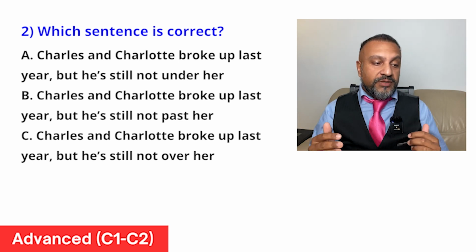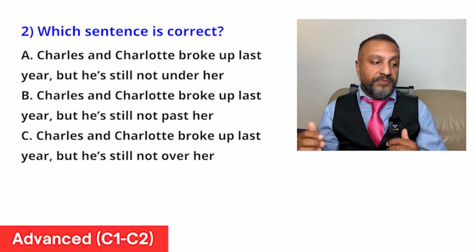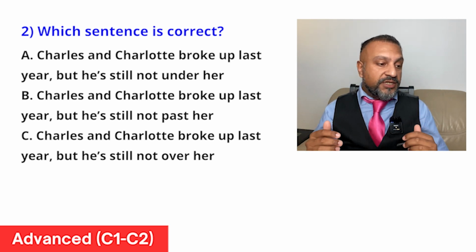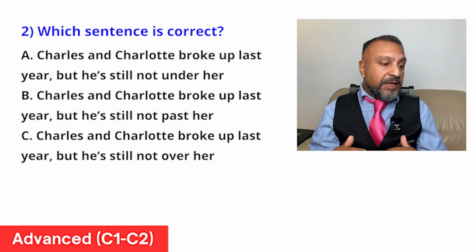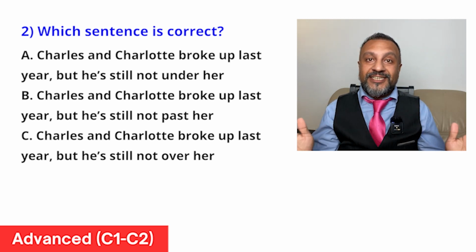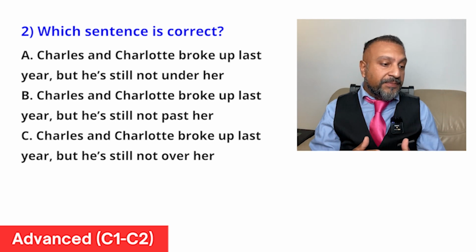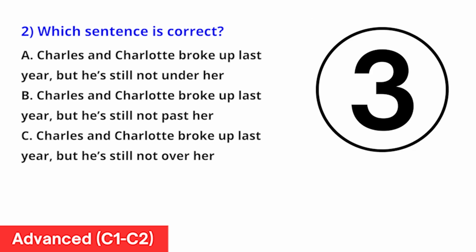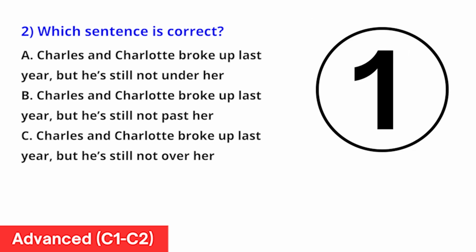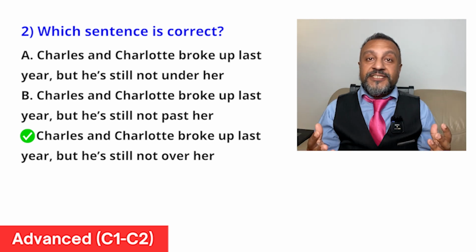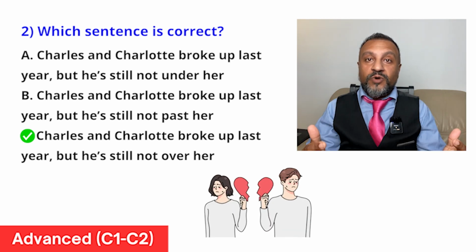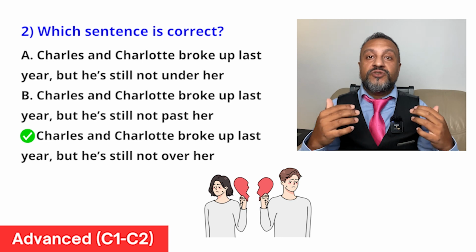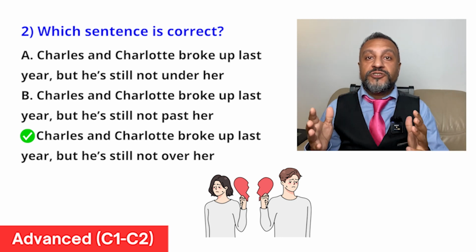Charles and Charlotte broke up last year, but he's still not under her. Charles and Charlotte broke up last year, but he's still not past her. Charles and Charlotte broke up last year, but he's still not over her. This is a phrasal verb. To get over someone means that you need time to recover from the emotional pain.